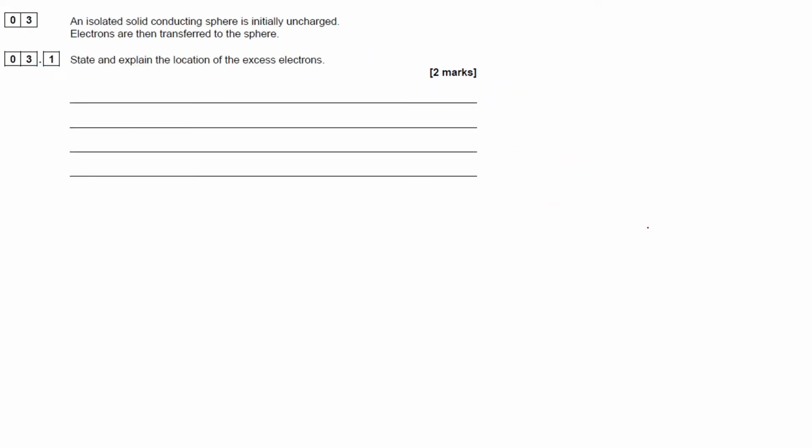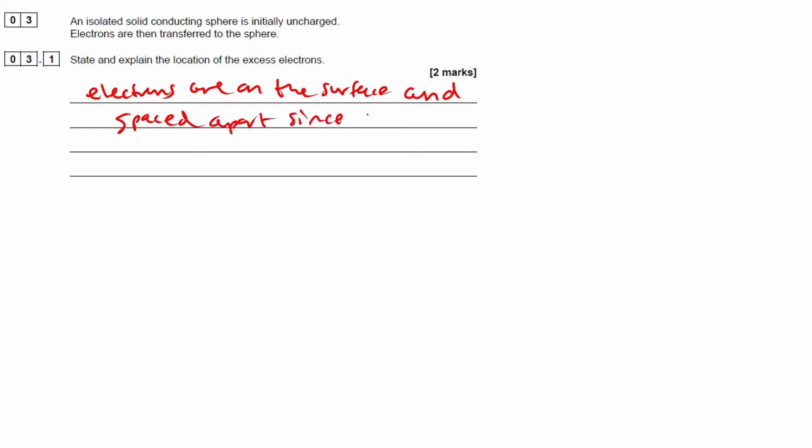First part of question 3, quite unusual question really, I think. It's asking you to state and explain the location of the excess electrons when charging up a sphere. So if you've ever used a Van de Graaff generator, large sphere that you charge up, the electrons are on the surface and also spaced apart, since they repel, electrons being negatively charged.